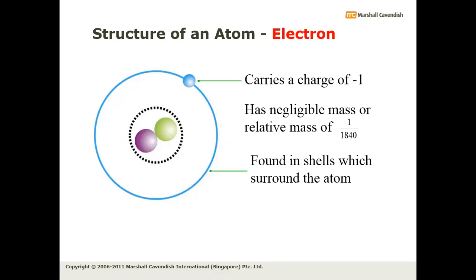They are found in shells revolving around the nucleus, and they are represented by the symbol e, and we can place a superscript as e minus just to show that they are negatively charged. So small e with a minus means electron. This charge is a relative charge. The actual charge is minus 1.60 into 10 to the power minus 19 coulomb, but we are taking it to be the relative charge.